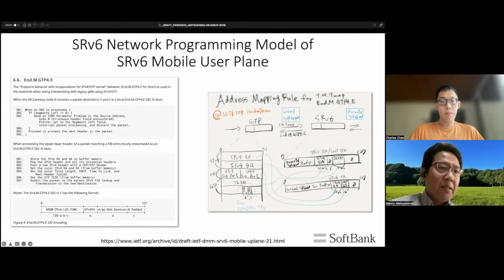Then we found SRv6 programmability and came up with the idea for this translation. But basically, protocol translation tends to introduce problems to the network, because much internal state is introduced in the middle of the network. To avoid that, we found the idea of stateless translation. How statelessness is kept in the middle of the network is like this.